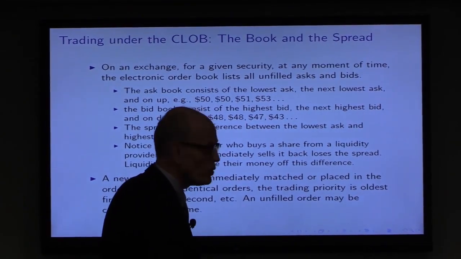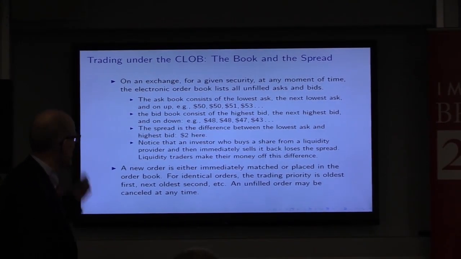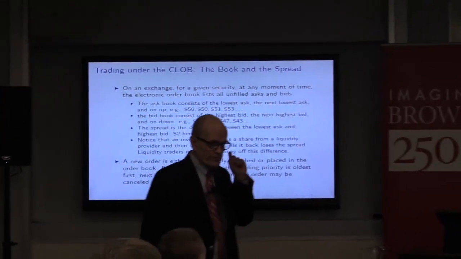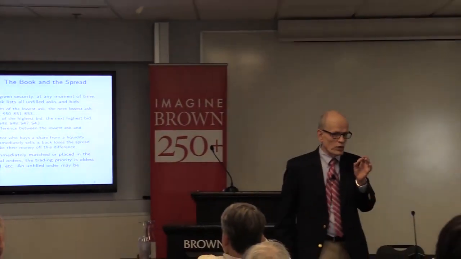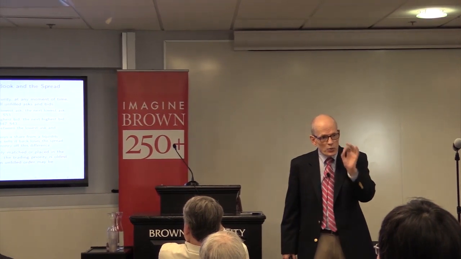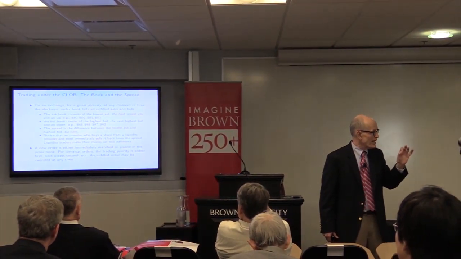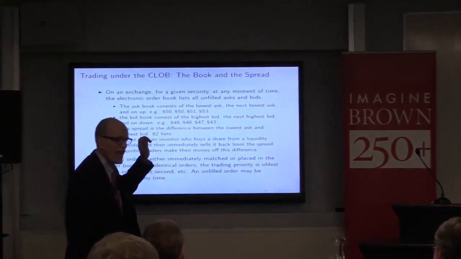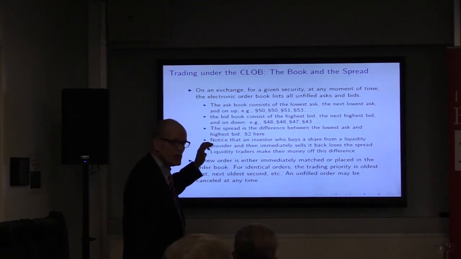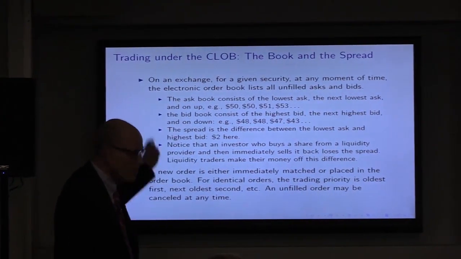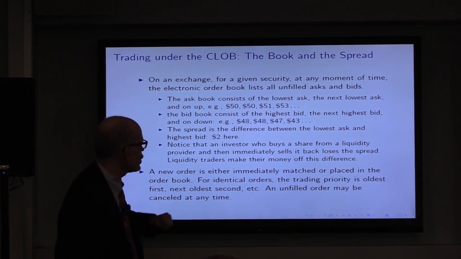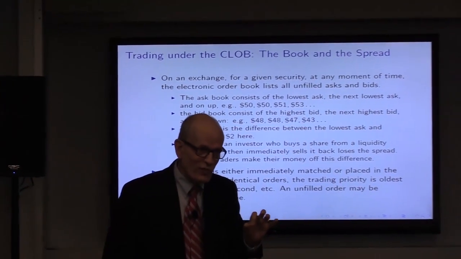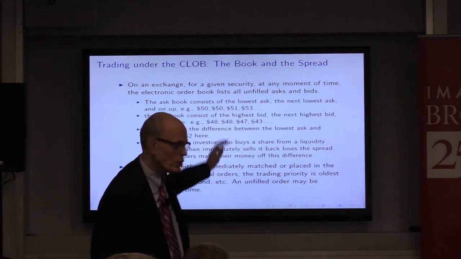Now, this is called the continuous limit order book, the way they do it. And it's very simple. What happens in these markets is, on the electronic platform, if you send in an order, you either trade immediately or it's put in the book, which is saying, you haven't traded, but you're willing to trade. And so the ask book consists first of the lowest ask, so it's the cheapest you could buy the thing, $50, and then maybe there's another ask for $50, then the next lowest ask, $51, and $53. And so when you put in an order, if you've got an ask below it, you get the best price. You don't get the $50.